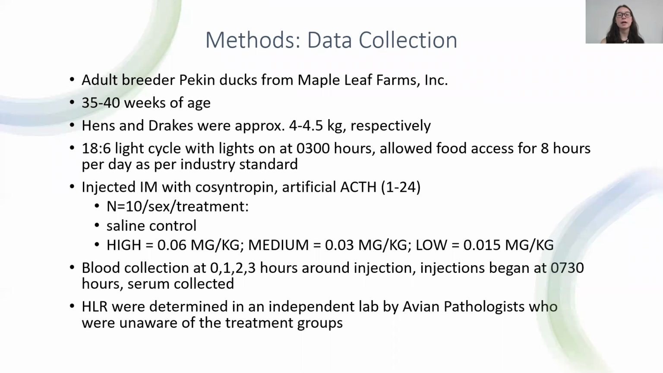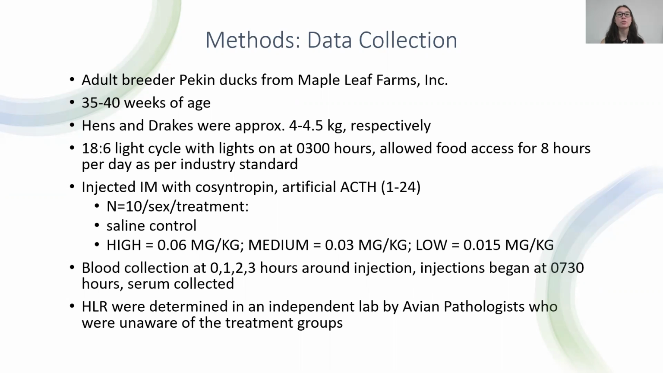So for my methods, I utilized adult breeder Pekin ducks from Maple Leaf Farms. They were between 35 to 40 weeks of age, and hens and drakes were approximately 4 to 4.5 kilograms respectively. I also utilized an 18:6 light cycle with lights on at 0300 hours with food access for 8 hours per day. The ducks were injected IM with cosyntropin, which is an artificial ACTH, and saline was used as the control.